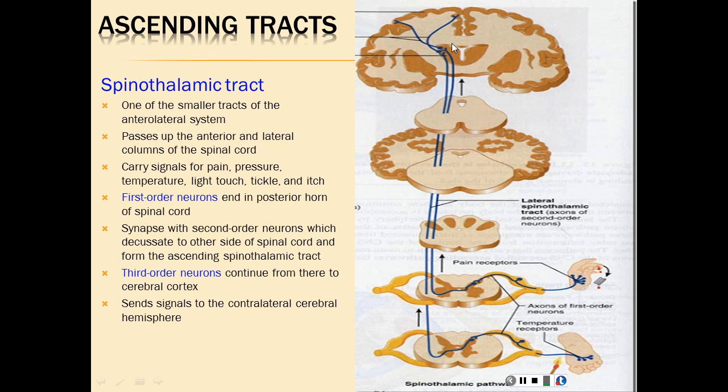So here we have the third order. Here's our thalamus area. So let me start here. This is our first order of neurons coming in and stopping at the posterior horn. They're going to synapse with the second order of neurons. They're going to decussate and head upward towards the thalamus. They're going to synapse with the third order of neurons, which will take it the rest of the way to the cerebral cortex.